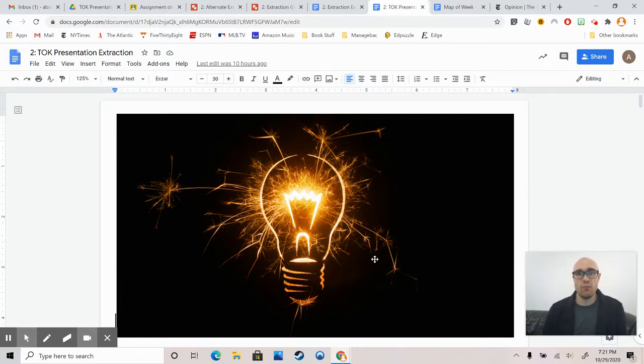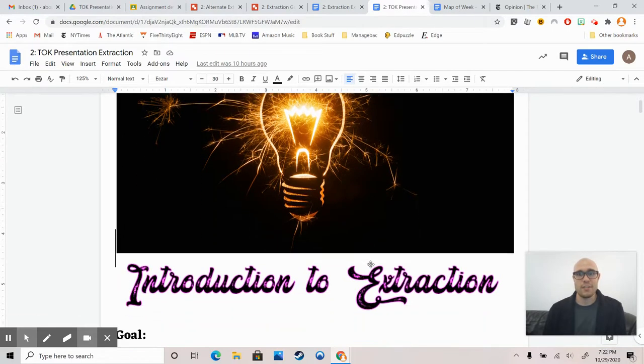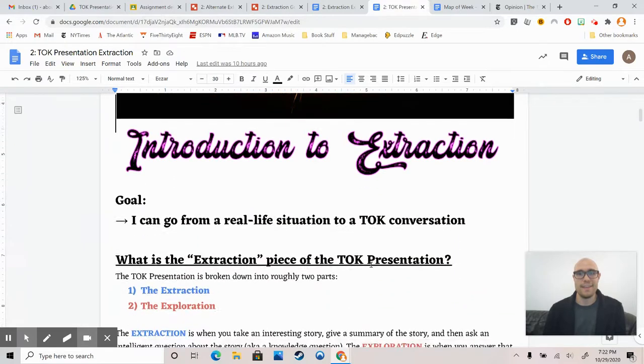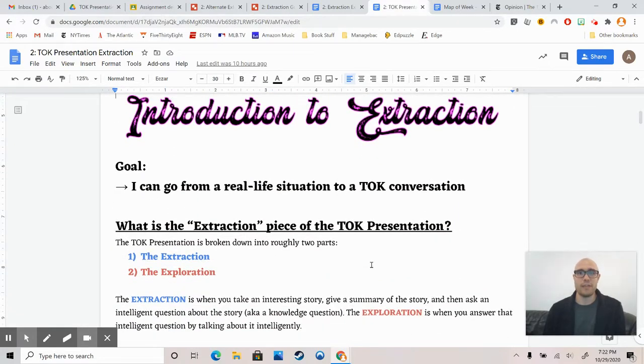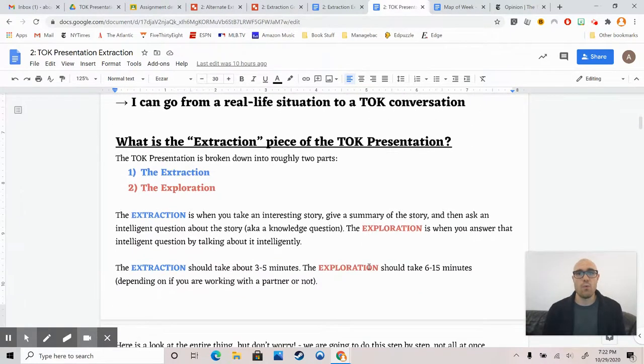And you will hopefully by the end of this be a little bit more knowledgeable on what is required for at least getting from that real life situation to the knowledge question, that first third of the TOK presentation known as the extraction. So that's what this is, the introduction to the extraction. And our goal is to get from that real life situation to a more TOK conversation. So I'm going to walk through this with you, kind of read it. Again, you have this document available to you in Google Classroom as well.